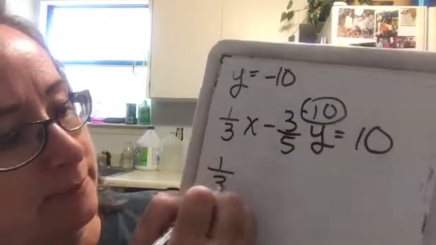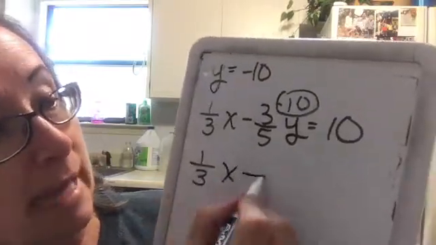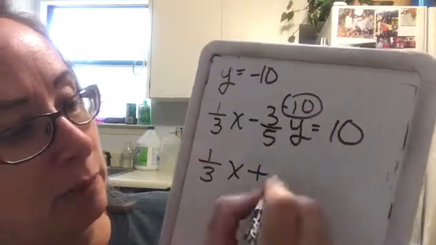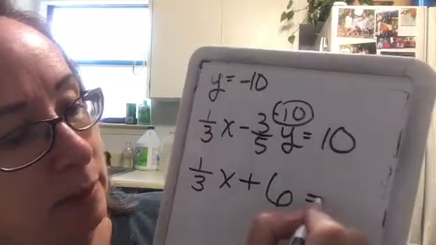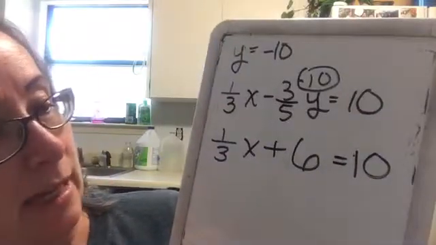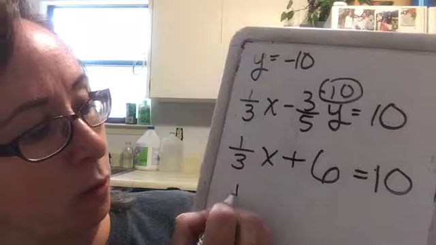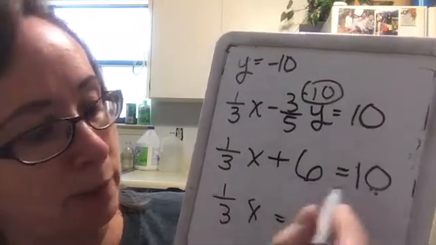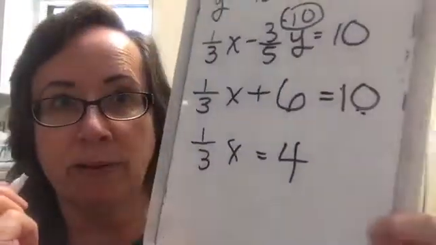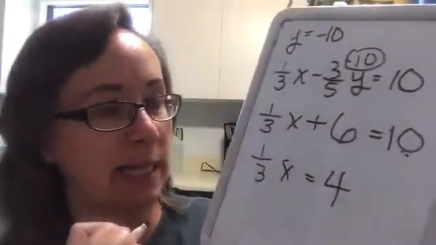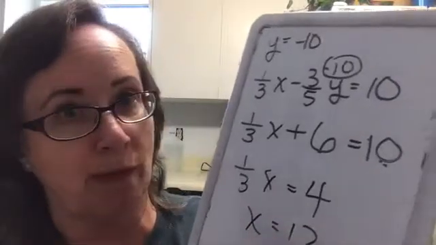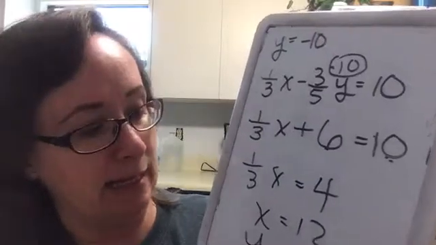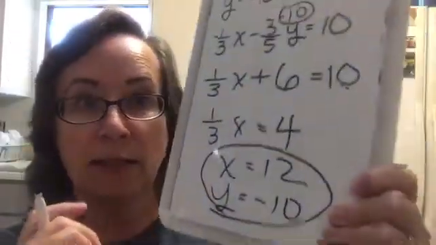So when we do that, with a negative 10 in there for the y, then we're going to get a 1/3 x plus, because we have a minus times a minus, the 10 and the 5 will cancel, and we'll get a plus 6 equals 10. Okay, so we end up with 1/3 x equaling, when I subtract 6 from both sides, a 4. 1/3 x is 4. If I multiply both sides by 3, I get x is 12. And with my y is negative 10, I have my solution.